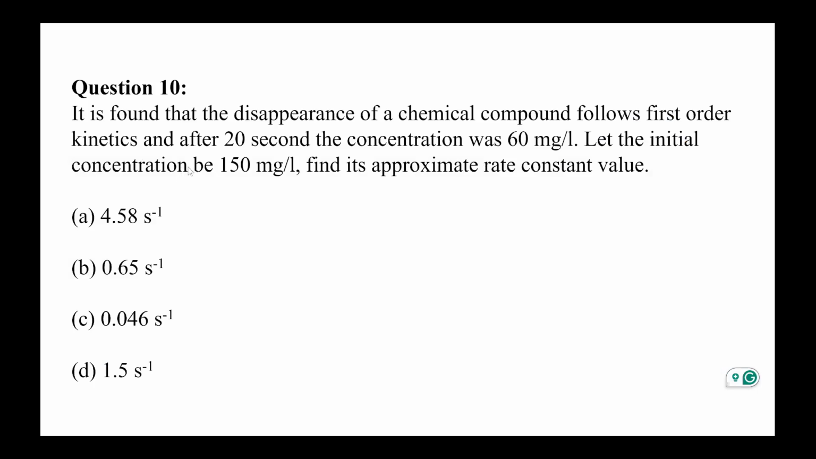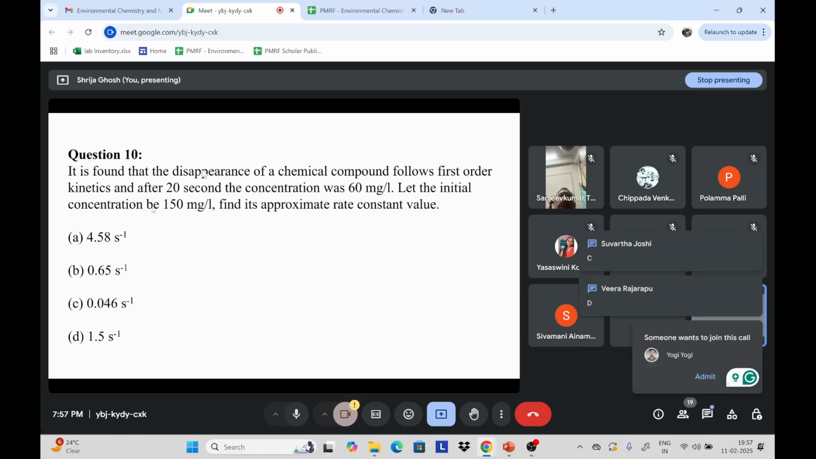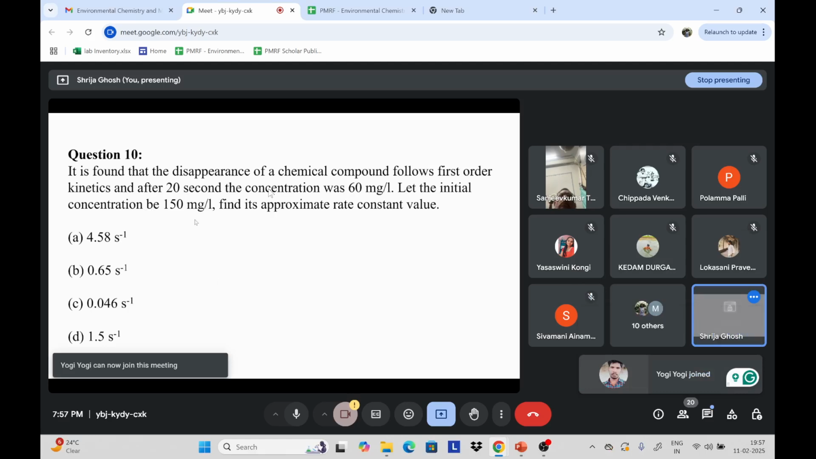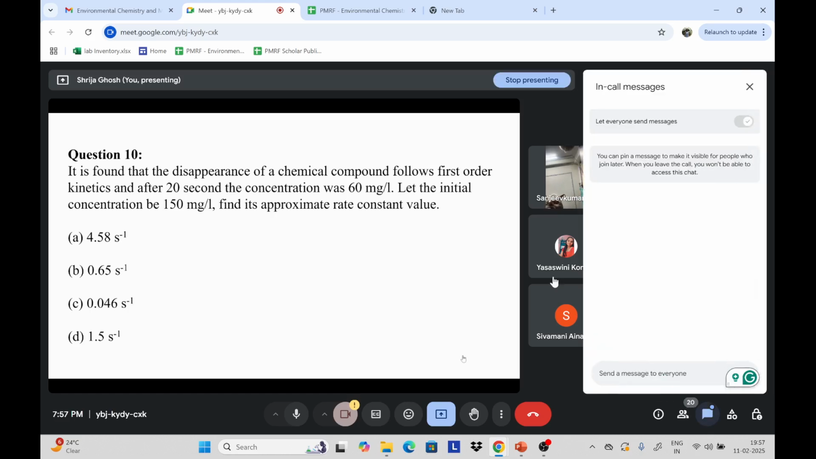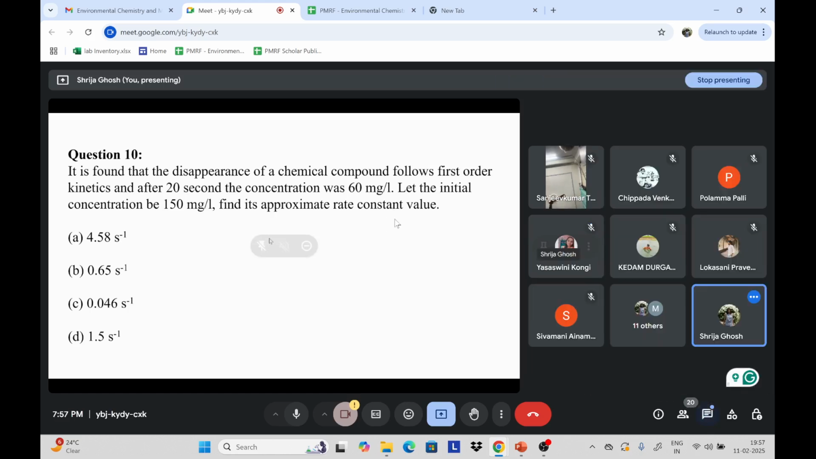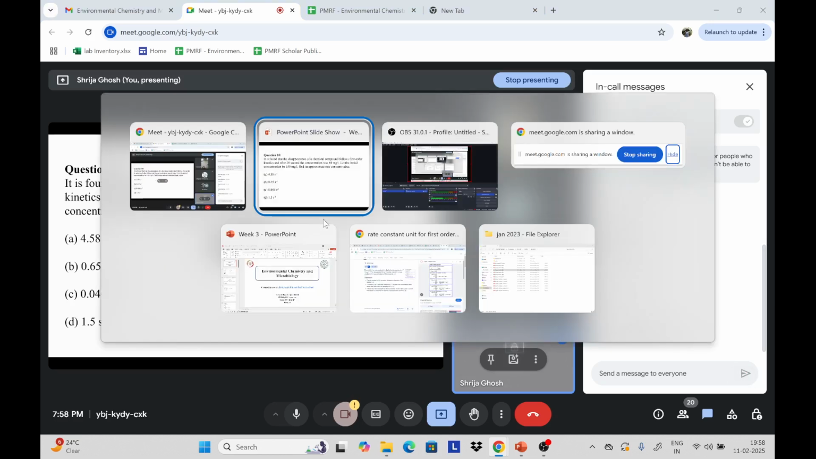Yes, we are getting different answers. So we have three different answers, C, D, and A. So let's see which option is correct.